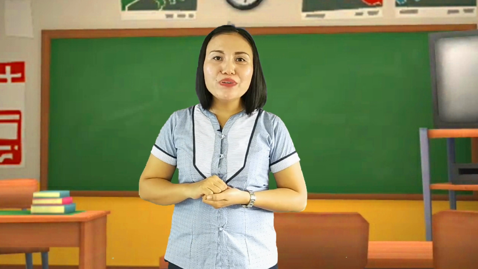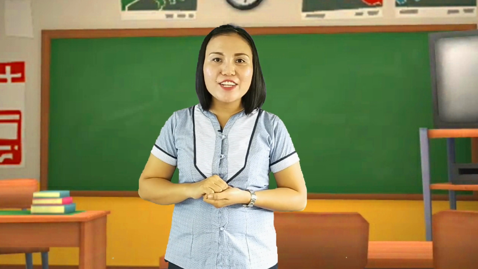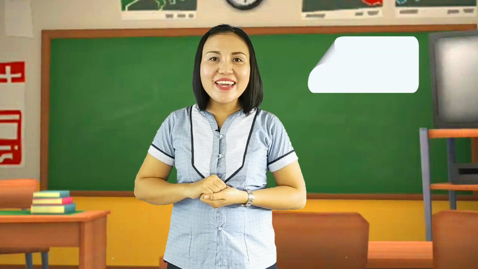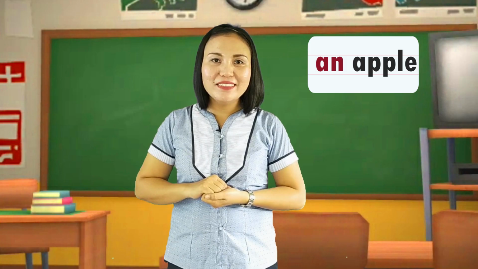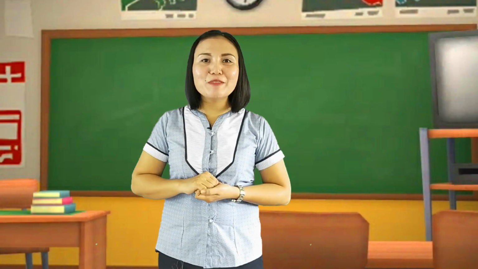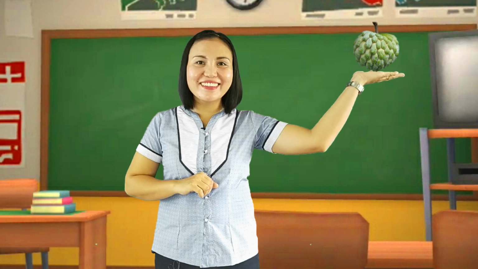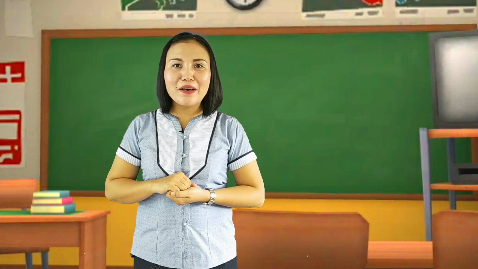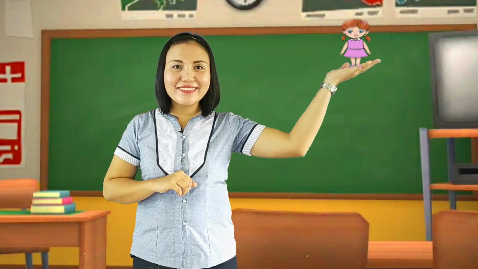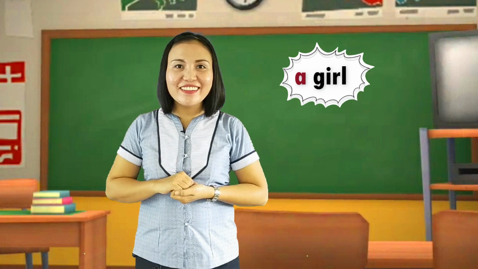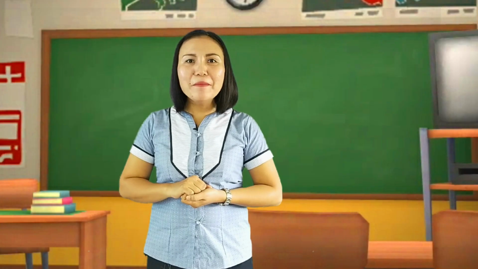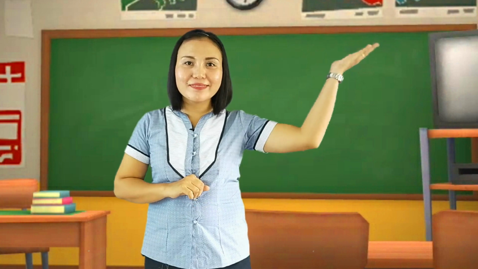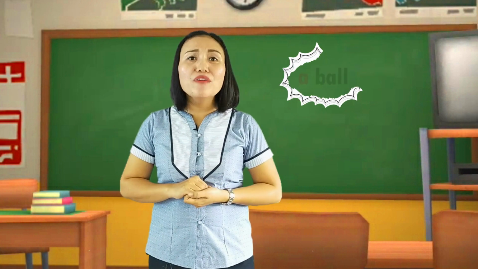Now, I will show you something. What is flashed on the screen? Yes, you're right. It's an apple. How about this picture? Yes, it is. It's an ants. How about this one? Yes, it's a girl. How about this last picture? Of course, it's a ball.